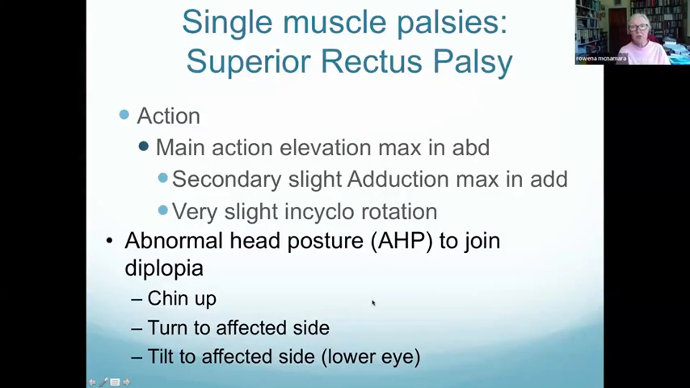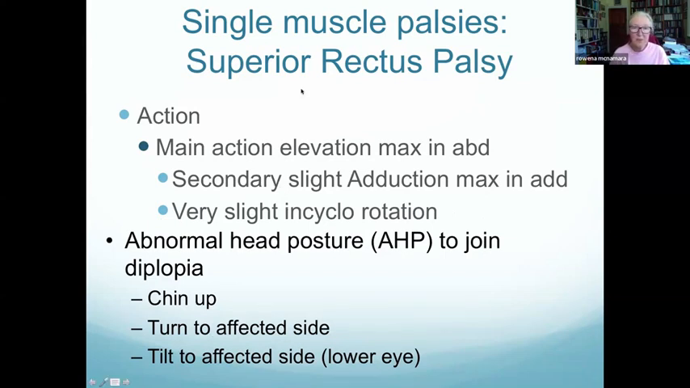So what I'm going to do is summarize what would happen if you had a patient who had just one of the muscles affected at any one time. So we've said that the third nerve innervates 4 of the extraocular muscles. So I'm going to go through those 4 extraocular muscle scenarios.